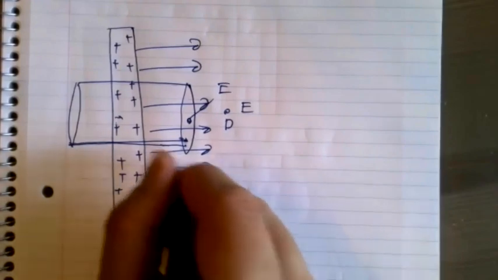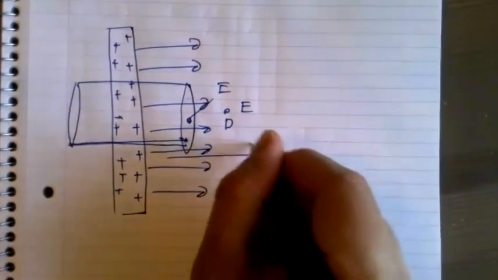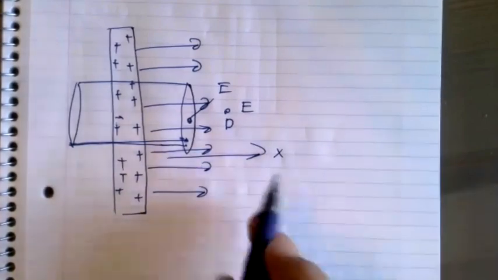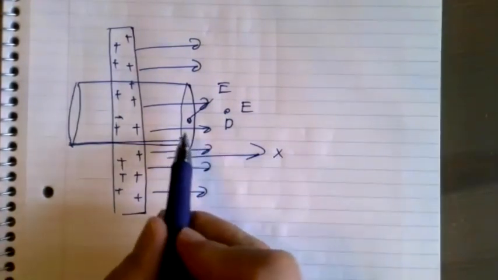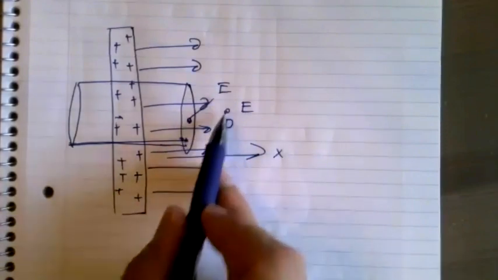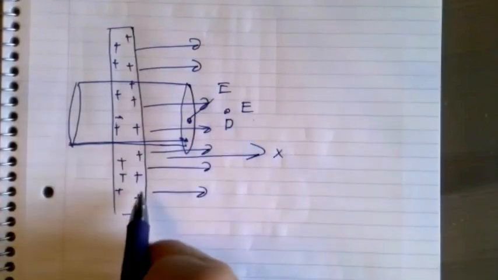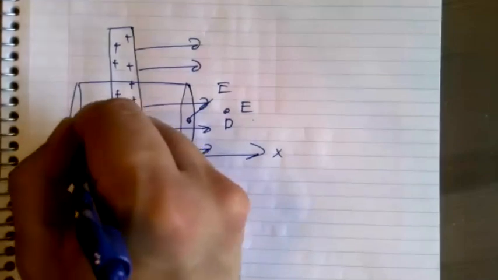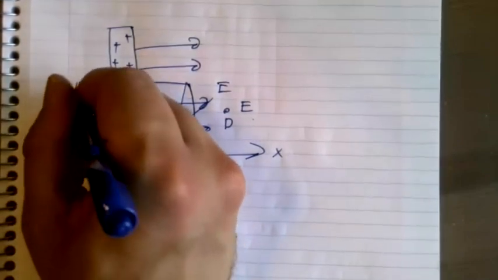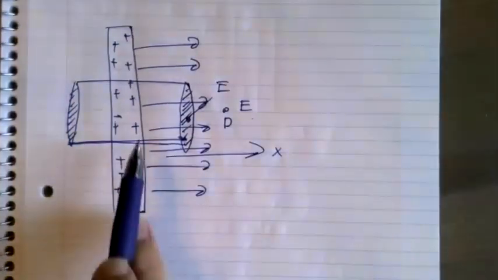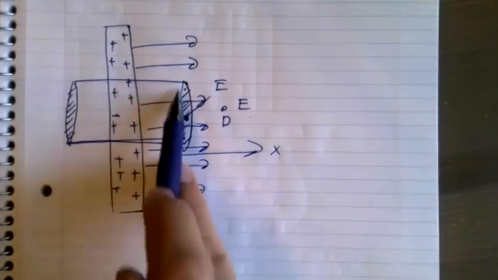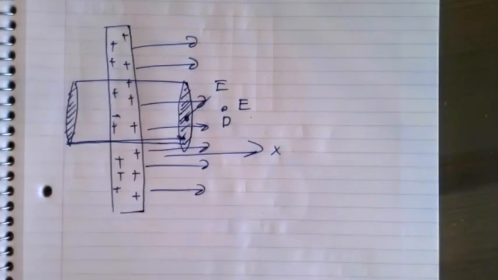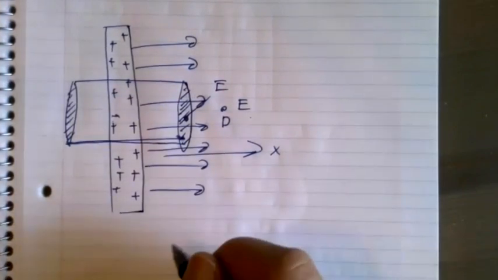So if I say that this way is X, so here's X, then my electric field is always going to be pointing away from the surface. And we've got two surfaces here. We've got a surface over on this side, and we've got a surface over on this side. We don't worry about the sides of the cylinder because the electric field is parallel to the round part of the cylinder. So we are only going to have two surfaces.